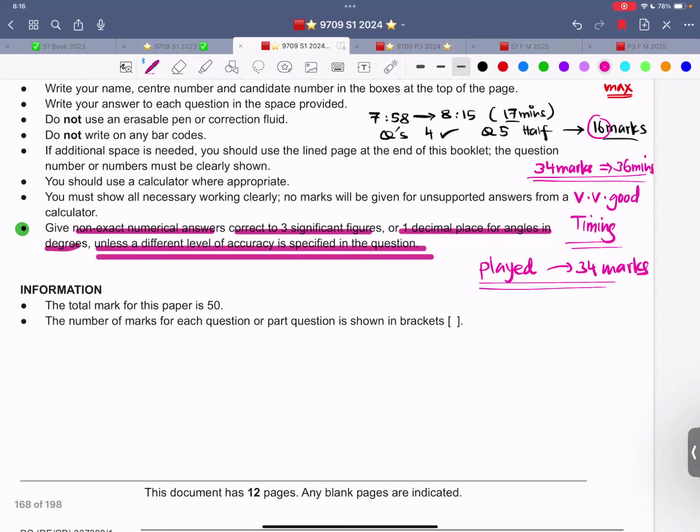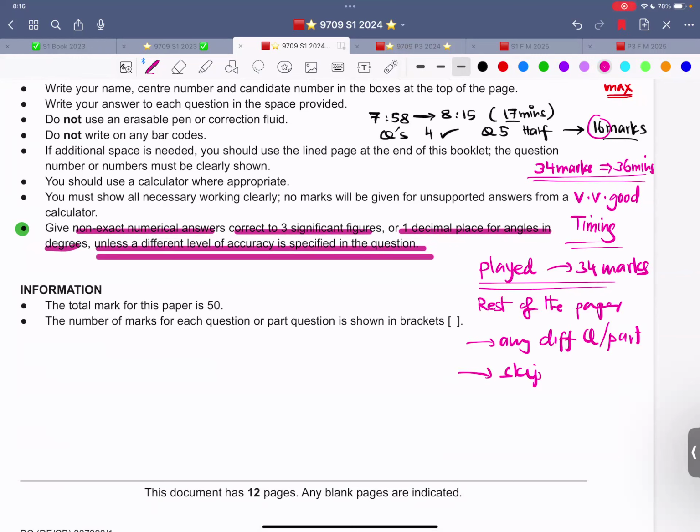So now the rest of the paper, if you are facing any difficult part question, skip for last. So skip for last. So now let me show you how I would skip this part. So let's say I'm doing this paper. I'm finding this thing difficult. So let me skip this part.